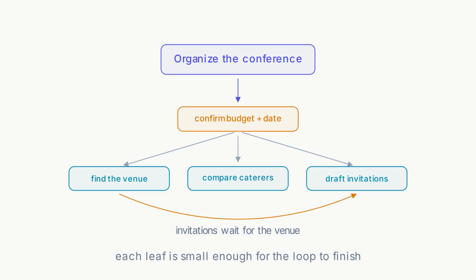Organize the conference becomes first, confirm the budget and the date. Then, in any order, find the venue, compare caterers, draft invitations. Each leaf of that tree is small enough for the loop to actually finish, and the plan makes dependencies visible. Invitations cannot go out before the venue is locked.